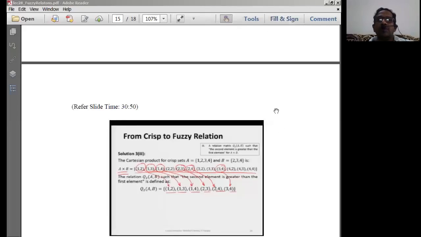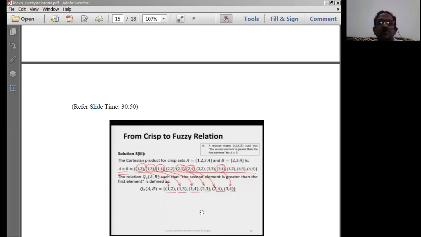Now we can form the basic relationship for a crisp set as something like R of A B is equal to (1,2), (1,3), (1,4), (2,3), based on the relationship that the second element is greater than the first element. So like this we can simply form the relationship for crisp sets.